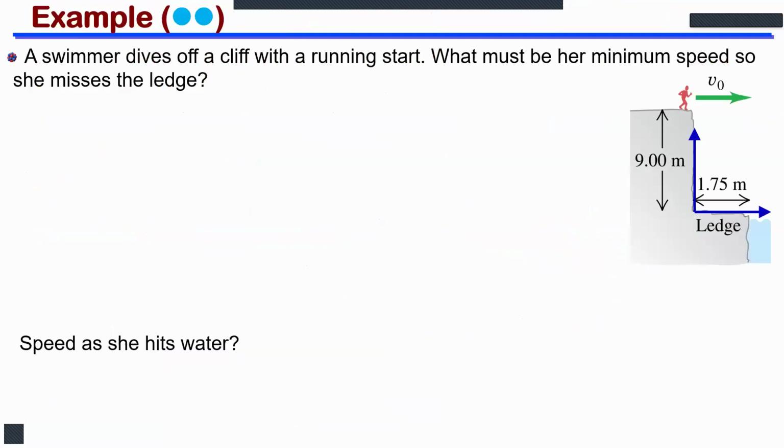Let's see how this works in practice with an example. Here we have a swimmer who wants to dive off a cliff with a running start. We want to know what must her minimum speed be so that she misses the ledge below. She's 9 meters above the ledge, and the ledge sticks out 1.75 meters from the edge of the cliff.